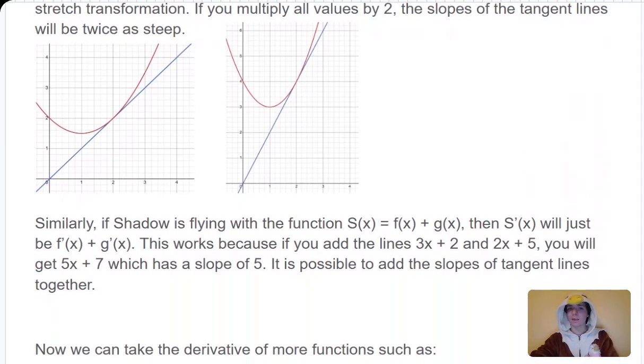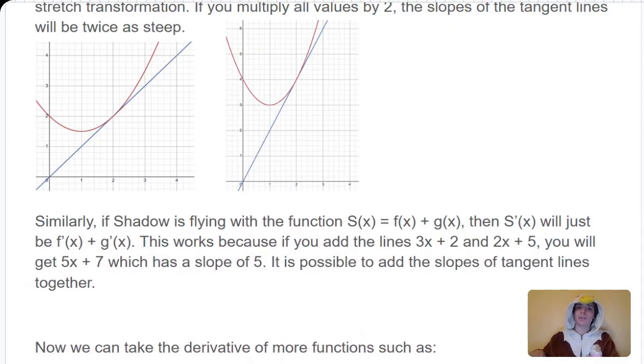And then let's say that Shadow is flying with f of x plus g of x. S prime of x will be f prime of x plus g prime of x. And you can also think about that like tangent lines. Add the lines 3x plus 2 and 2x plus 5. You'll get 5x plus 7. And you're just adding the slopes to get the new slope. So that's how that works.